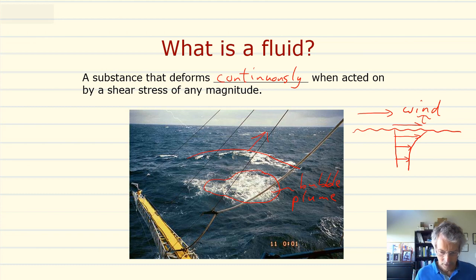Okay. Now, when you create a current, the water is moving or continuously deforming. So even if you have a very light wind, in other words, a shear stress of a very small magnitude, you'll still get a very tiny current in the water. Okay, so this happens in oceans, lakes, and it even happens in rivers. But my point is that as long as you're applying that shear stress, the water will continue to move or be continuously deformed.